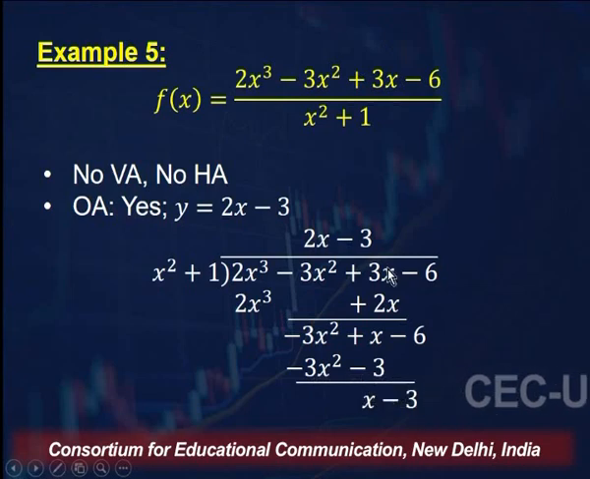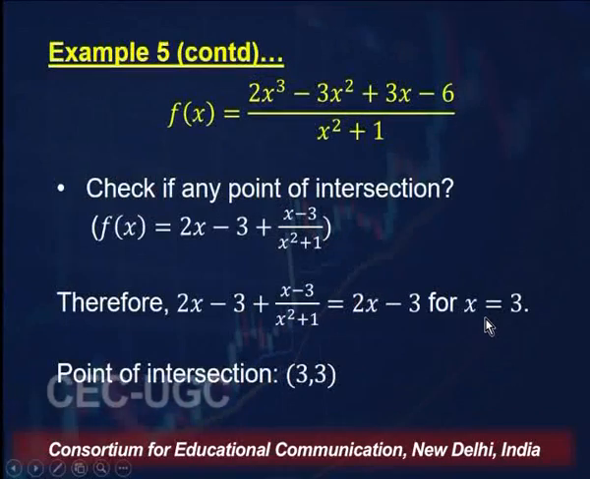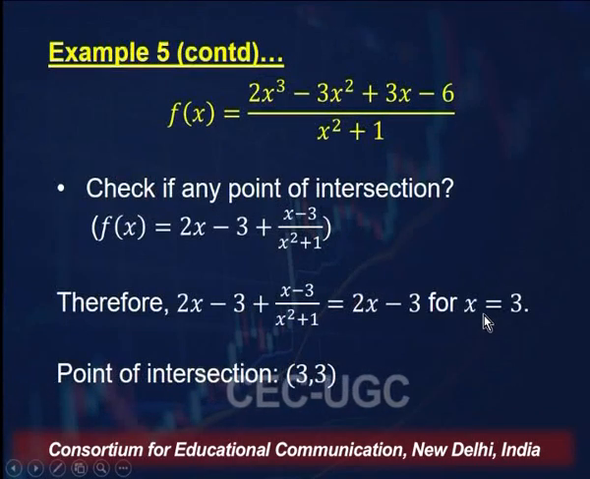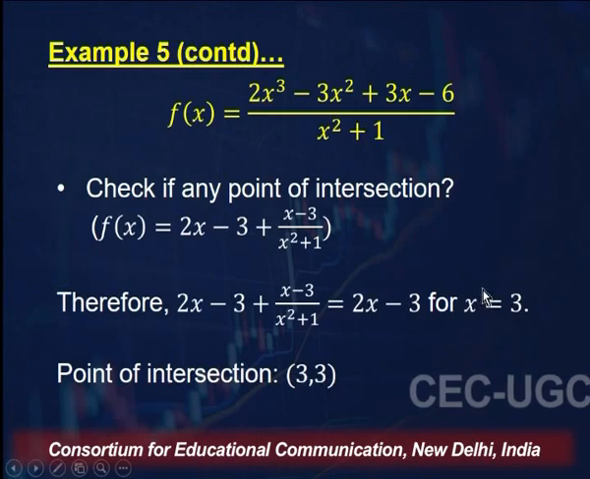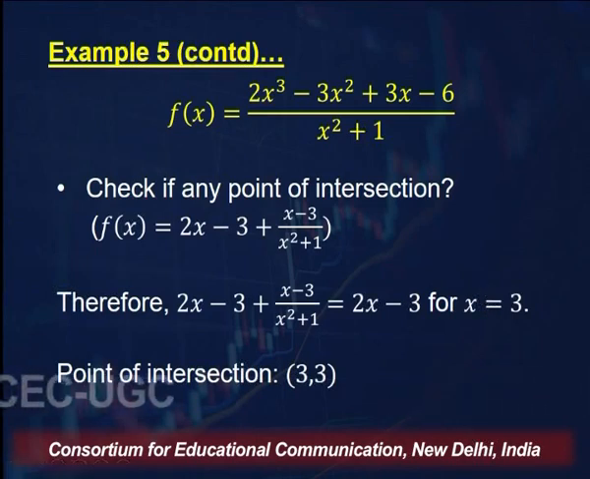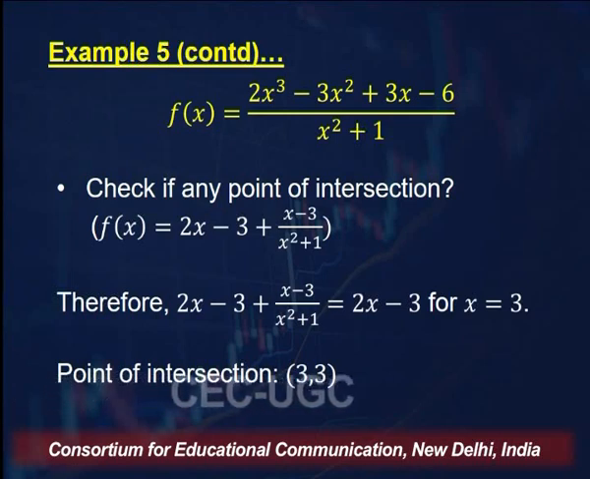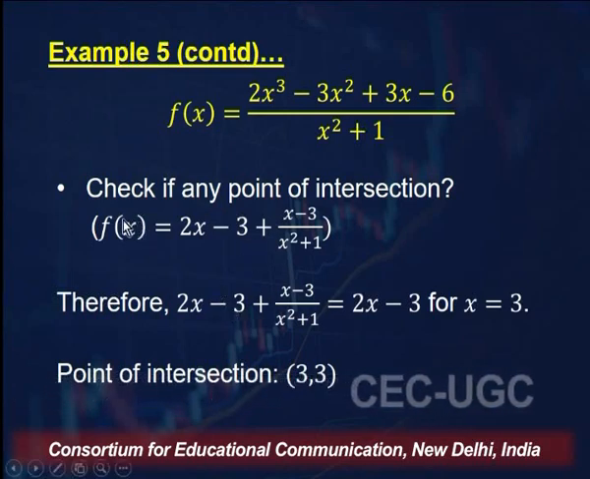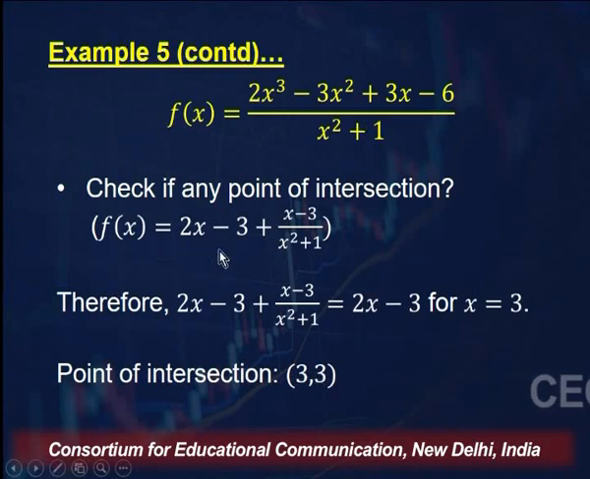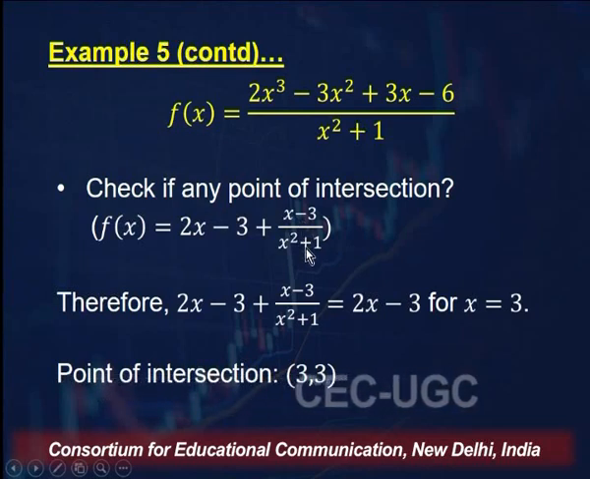So the oblique asymptote here is 2x minus 3, and the second part of the question asks you, does the function have any point of intersection with the oblique asymptote? Now, note here that the function can be written as the quotient, which is 2x minus 3, plus the remainder x minus 3 divided by the divisor. So the question is, does the function have any point of intersection with the oblique asymptote?